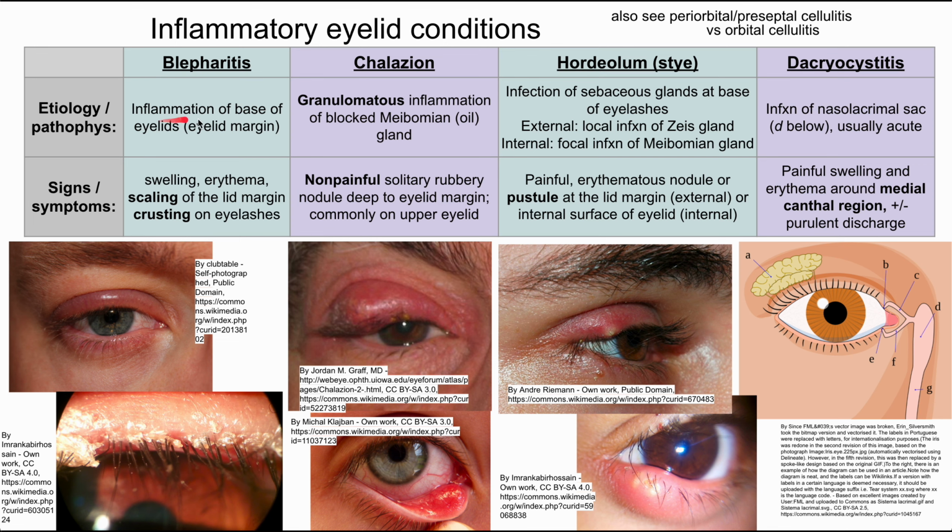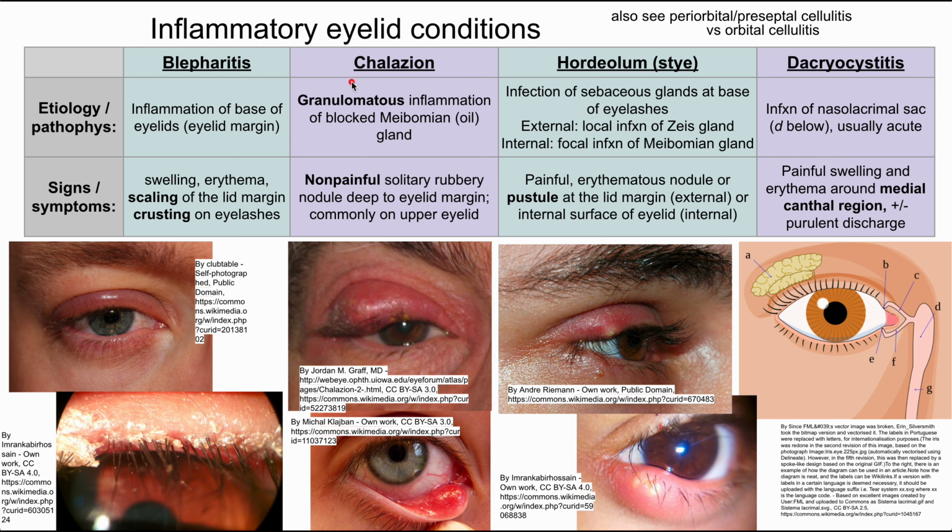This is essentially just inflammation at the base of the eyelids, at the eyelid margin. You can see in this picture there that it's a pretty diffuse inflammation. So you'll see swelling, erythema, just like in this picture. You can also have scaling of the eyelid margin and crusting. If you look very closely, like this zoomed in picture here, you can see those kind of skin flakes coming off. That's Blepharitis. Overall, probably one of the more benign conditions that you can get.